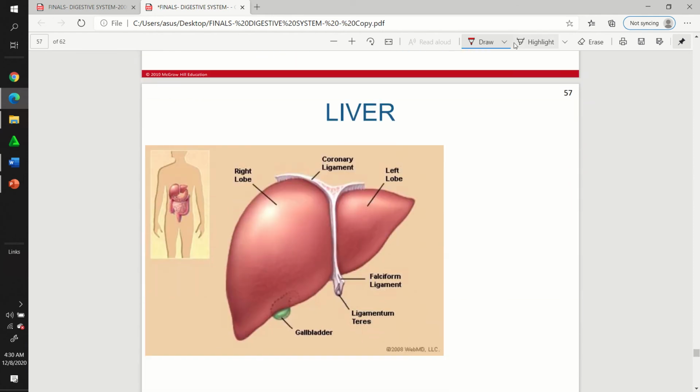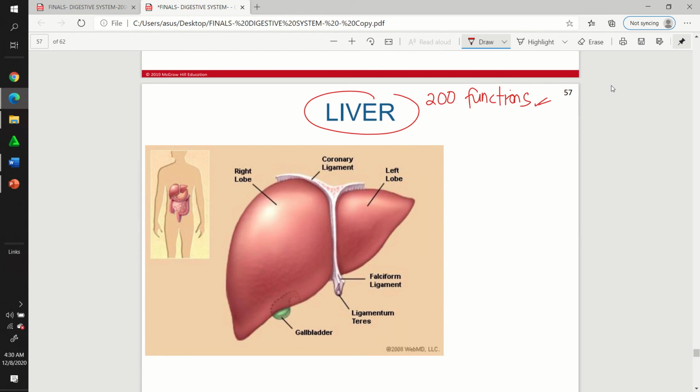First, your all-time favorite organ, which is your liver. This is actually my favorite organ. Why is the liver my favorite organ? Because the liver has almost 200 functions. Kaya ligtas ako, hindi ko kailangang i-discuss yung 200 functions na yan.